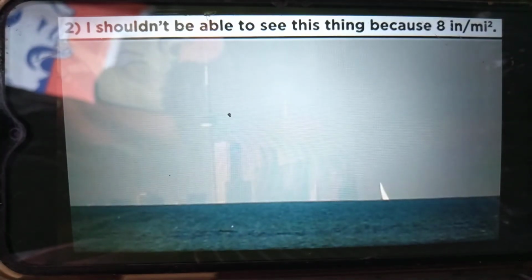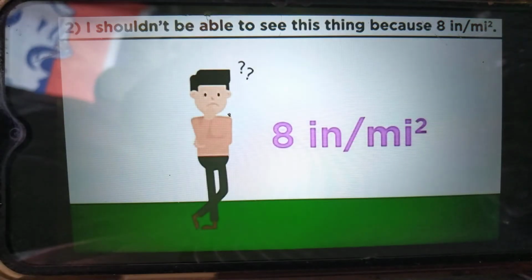Number two, flat earthers all say, "I shouldn't see this thing, but I do, so the Earth is flat." Then, to justify this claim, you all say the same thing, typically with no context whatsoever: 8 inches per mile squared. None of you have any idea what this means. You can't derive it. You can't calculate anything with it. You can't make a prediction with it. You can't tell me anything about this value at all.